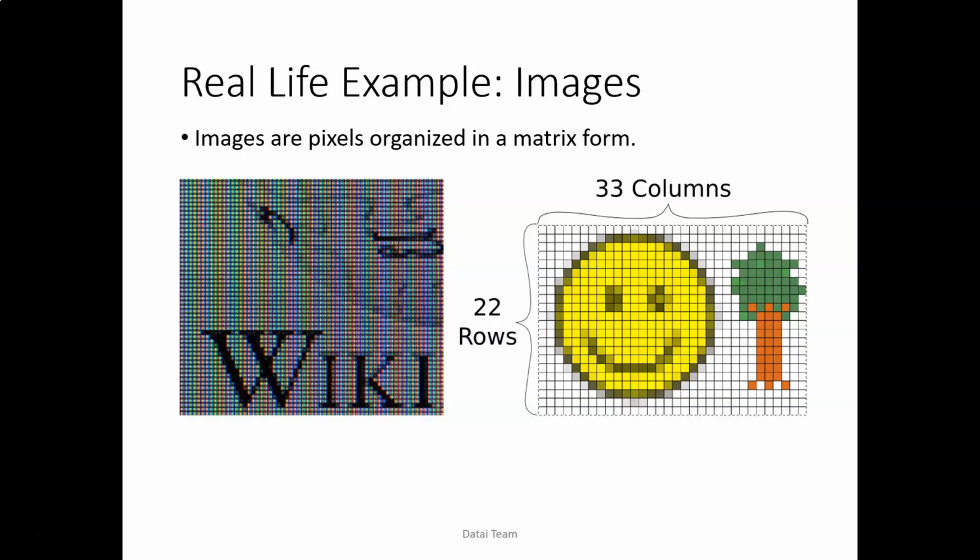And when you do operations with those columns or rows, you can change how images look. And when you have more rows and columns, you have higher resolution. For example, on the left, we have the Wikipedia image, and it has clearly more rows and columns, so it has higher resolution compared to the image on the right.